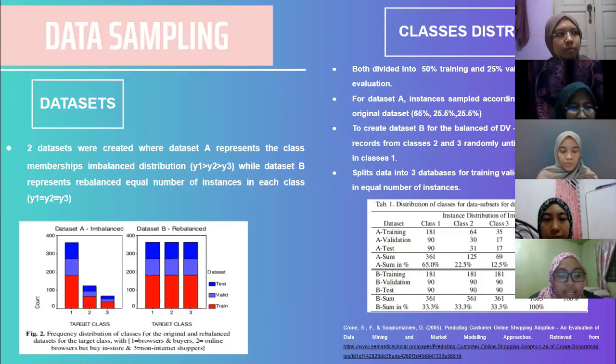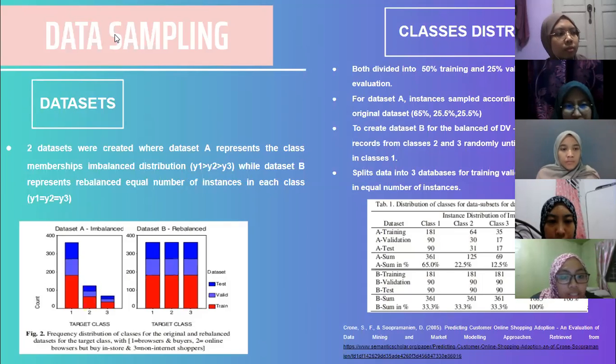The second component of experimental analysis is data sampling. It was divided into datasets and class distribution of the datasets. There are 2 datasets that were created, where dataset A represents the class membership and imbalanced distribution, while dataset B represents the rebalanced distribution with an equal number of instances in each class. These are the figures of dataset A, the imbalanced, and dataset B, the rebalanced distribution.